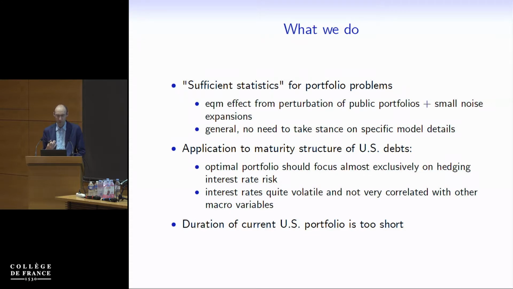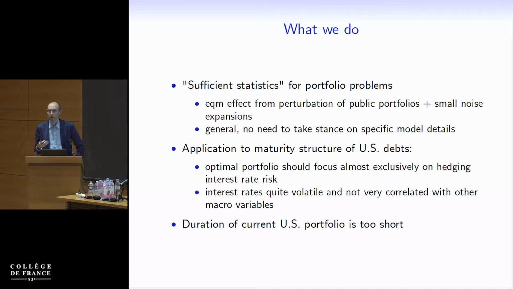What will be true in the data is that interest rates are quite volatile and not very correlated with other macro variables. That implies that government bonds are not a very good hedge for anything other than interest rate risk. So the government, as you stare at those graphs, focuses almost exclusively on hedging interest rates.